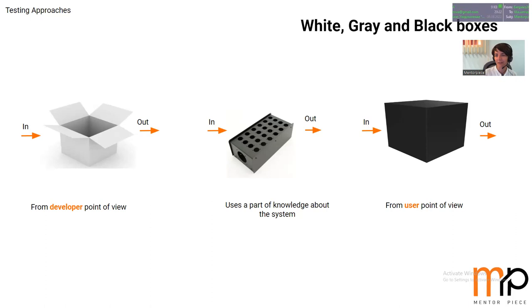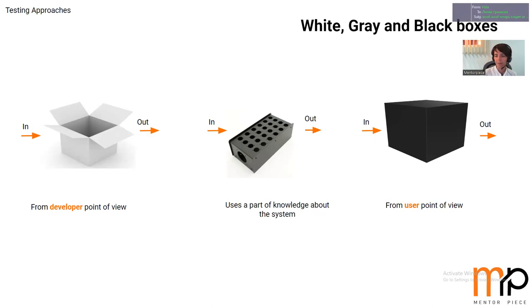We are not interested in the point of view of the user here. We are interested only in the point of view of developers, the point of view of the code. So we are basing our set of tests on the information that we are getting from the code. If something is not described in the code, we are not taking it into consideration. This is the white box approach.